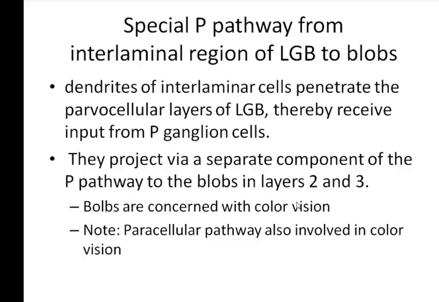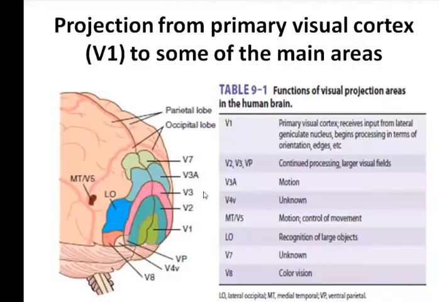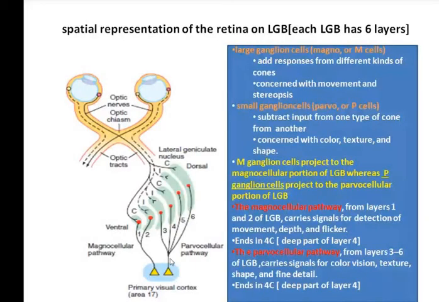Yes, sir. Now, if you look at here, again, I have just told you that ultimately the information is relayed on the primary visual cortex, isn't it? In the primary visual cortex, the information is relayed on both the magnocellular and parvocellular pathways. Parvocellular mainly for color vision, and the magnocellular pathway mainly for movement, depth, and flicker, isn't it?